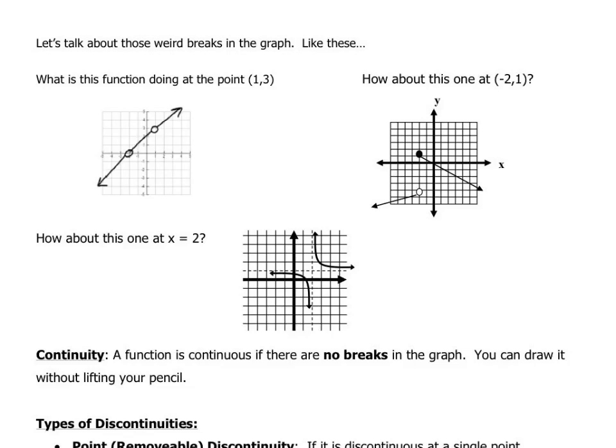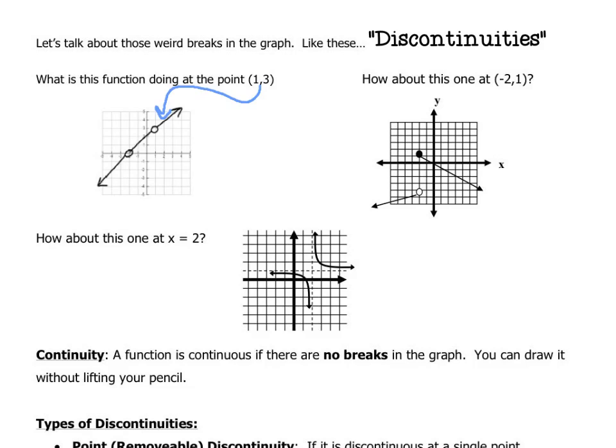So we've been talking about domain and range, and it wouldn't be domain and range without talking about these weird breaks in these graphs, which the technical term for is discontinuities. So here are a few examples of these discontinuities. At the point (1, 3), that's this point here, there's a break in the action. That's referred to as a specific kind of discontinuity called a point discontinuity or a removable discontinuity.